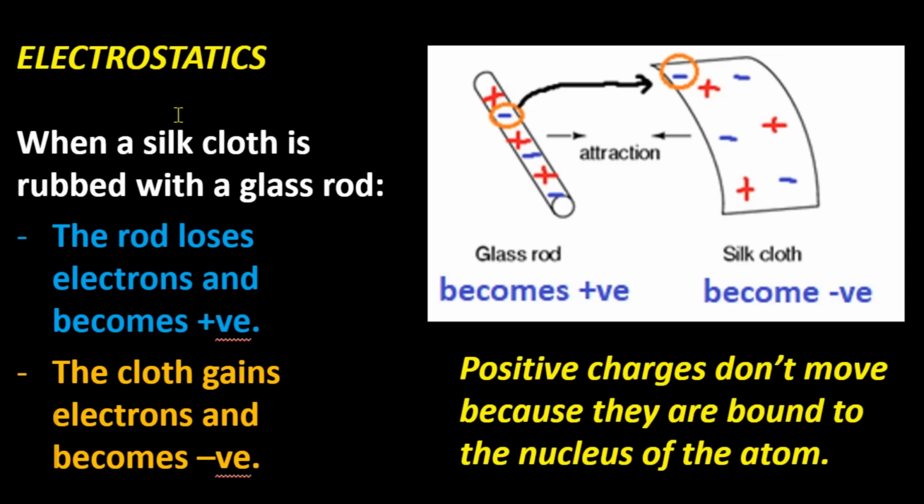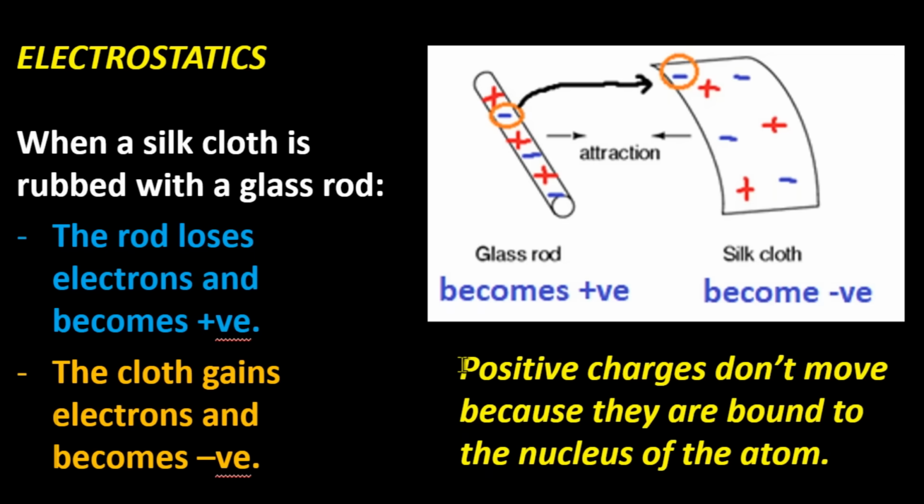An example of electrostatics is when a silk cloth is rubbed with a glass rod, and here we can see the glass rod becomes positive and the silk cloth becomes negative. This is because the glass rod loses electrons and the silk cloth gains electrons. So the rod loses electrons and becomes positive, the cloth gains electrons and becomes negative.